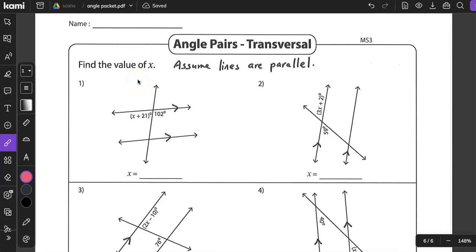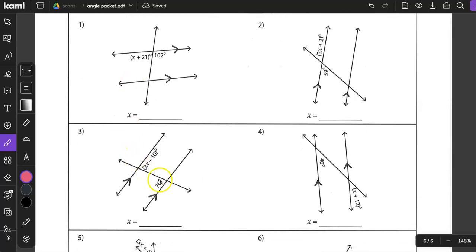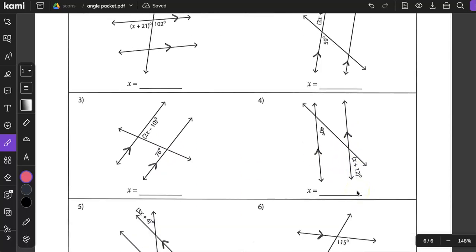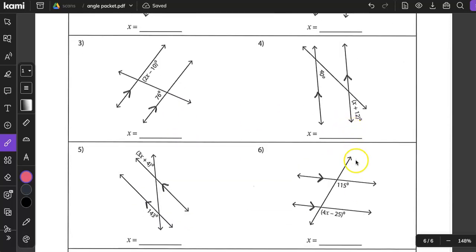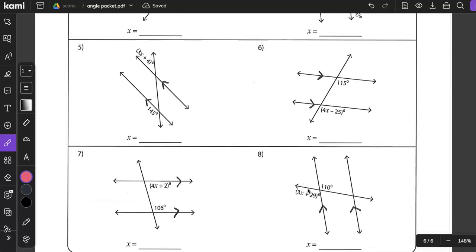Hey, the last page of this packet is a mix. You could see, I'm looking here, I see some linear pairs, I see some vertical angles, I see some alternate interior angles, and I see some corresponding angles.